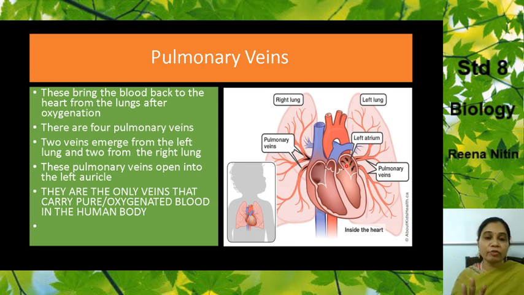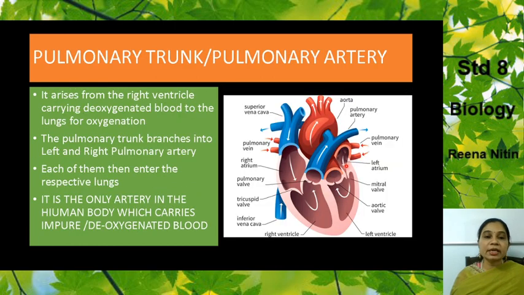Totally, there are four veins. Two are bringing blood from the left side, two are bringing from the right side. Now remember, children, all the veins of your body, as I discussed before, carry the impure blood except the pulmonary vein. Only the pulmonary vein is carrying the pure blood, and all the rest of the veins carry impure blood.